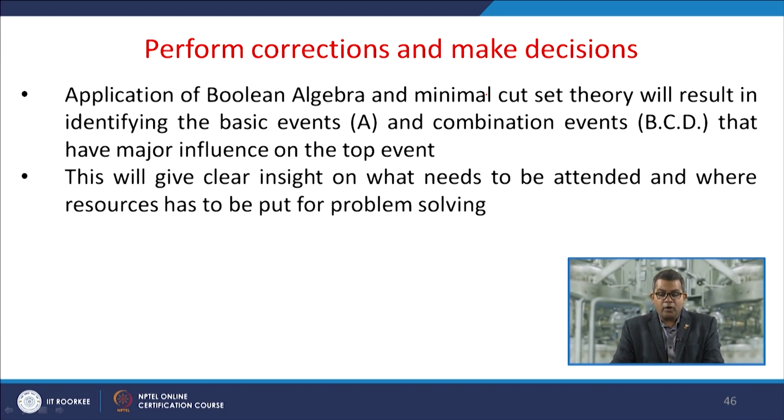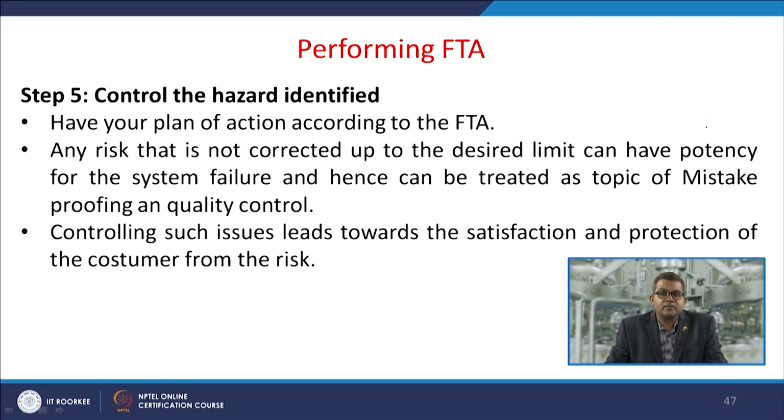Then we will have a performance correction and make decisions. So, application of Boolean algebra and minimal cut set theory will result in identifying the basic events, that is A, and the combination event B, C, D, that have the major influence on the top event. So, this will give clear insight on what needs to be attended and where the resources have to be put for the problem solving.